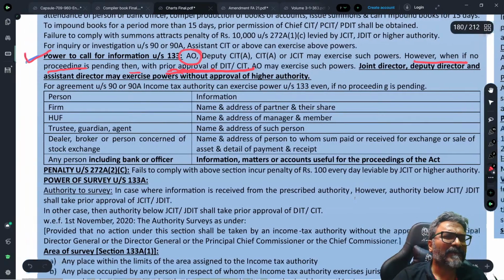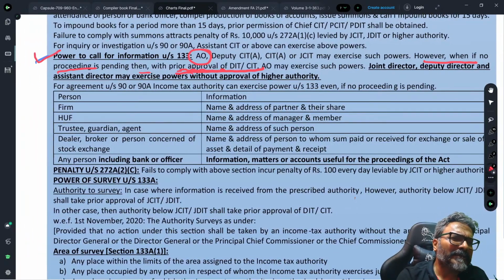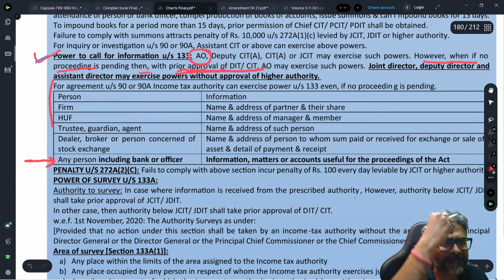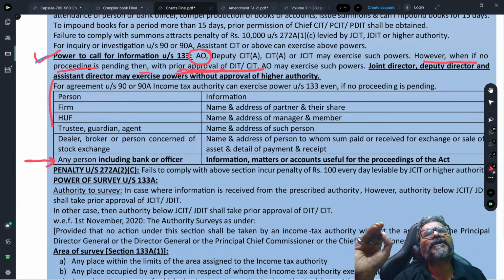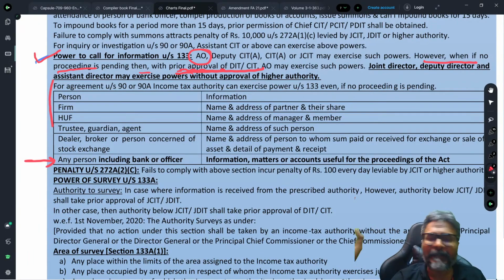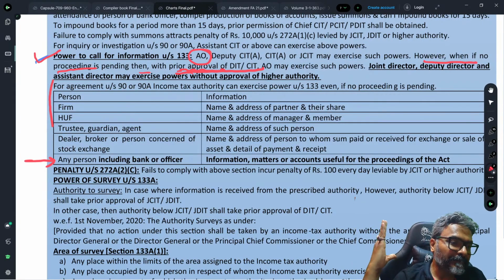Now students, this is such a wide power. Just forget everything that is written over here, and focus only on the last point. Just focus on the last particular row. And what is the last particular row? Students, through this particular section of 133, you can give the notice to any person, including the officer of a banking company, and you can call for the information which you think may be relevant or useful for any proceedings under the Act.